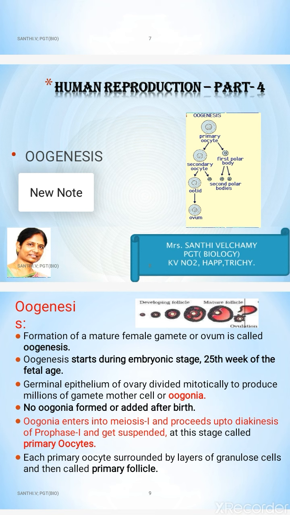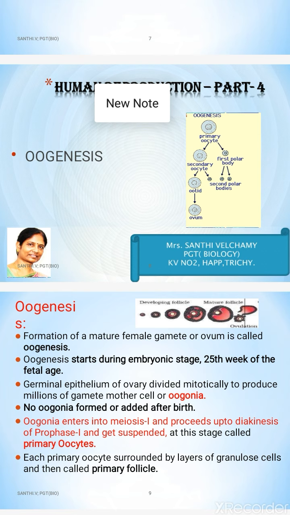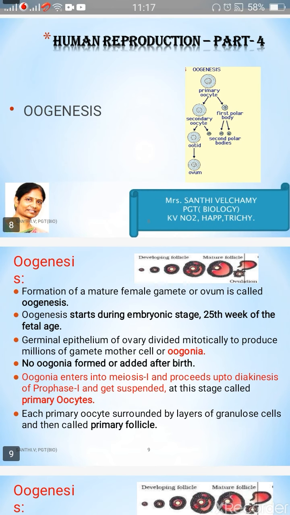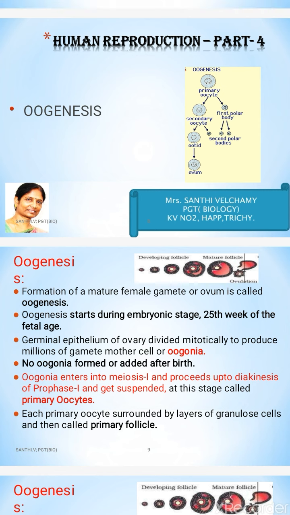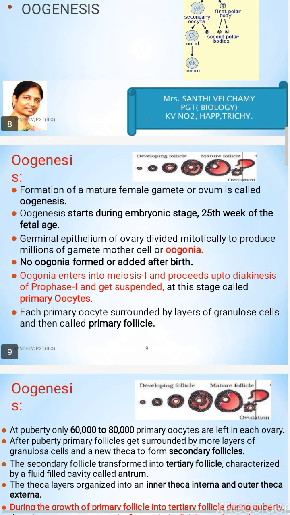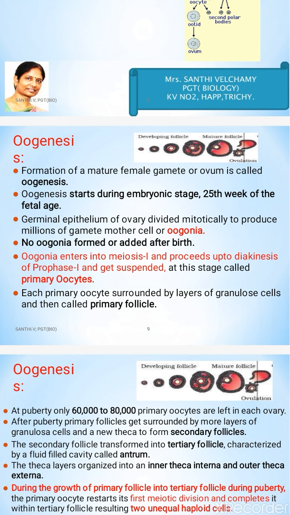The formation of ovum starts during the embryonic stage itself, that is, the 25th week of the fetal stage. The germinal epithelium of the ovary divides mitotically to form oogonia. No oogonia are formed or added after birth. Whatever oogonia are to be formed are formed during the fetal stage itself. The oogonia then enter into meiosis 1. Oogonia are diploid in condition.